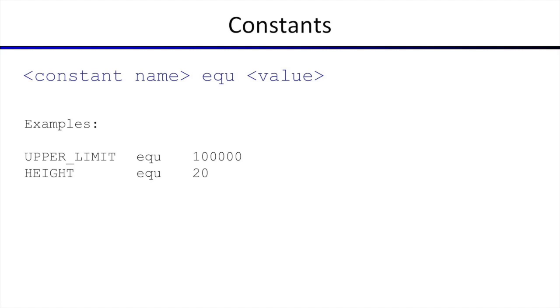Well, the assembler provides a construct that you can use: provide a constant name, then space followed by EQU and a value. So an example is you can specify upper limit EQU 100,000, height EQU 20. After that, you can use the constant name upper limit everywhere in the program where you wanted to use that constant. And it helps you change that number in one place only, in the bottom of the program, somewhere where you will put it.